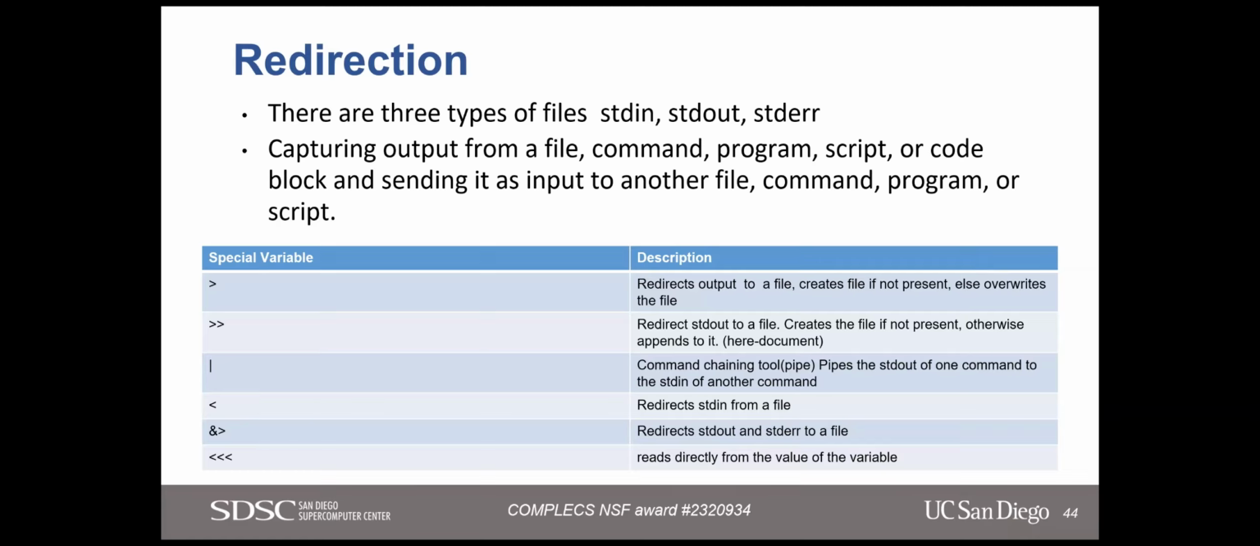The double less than is part of the here document. We also used that in the bc command at the end, where it reads directly from a value into a variable. We can also use the pipe, which allows you to chain commands. You take the standard out from one command and put it into the standard in of another command. The less than symbol redirects your standard input from a file into your system. The ampersand greater than is going to redirect standard out and standard error to a file, versus just standard out.